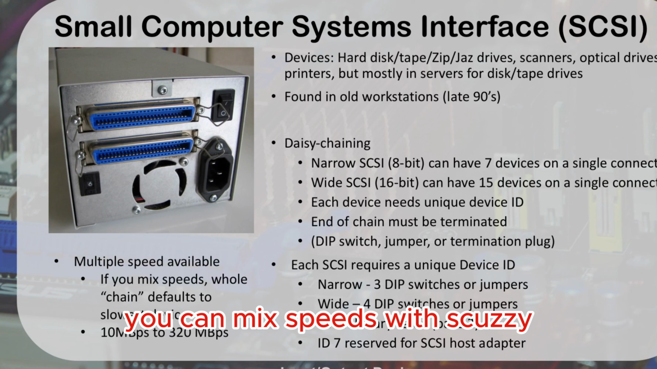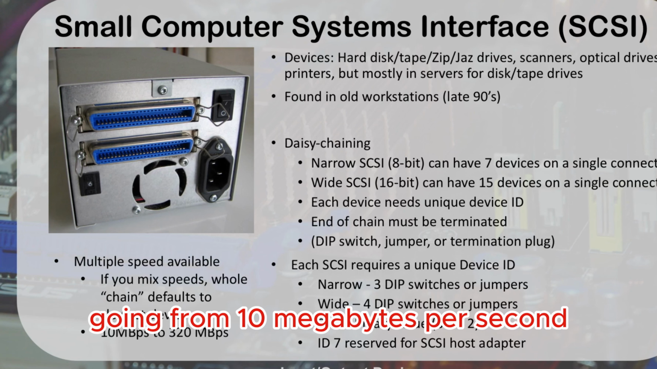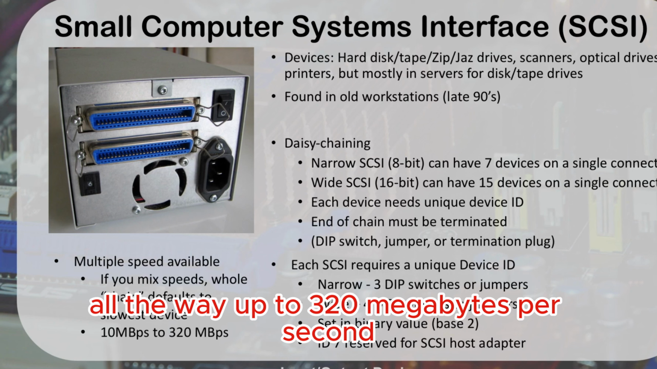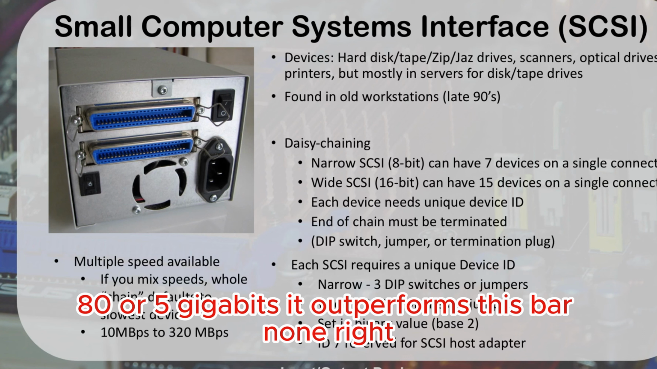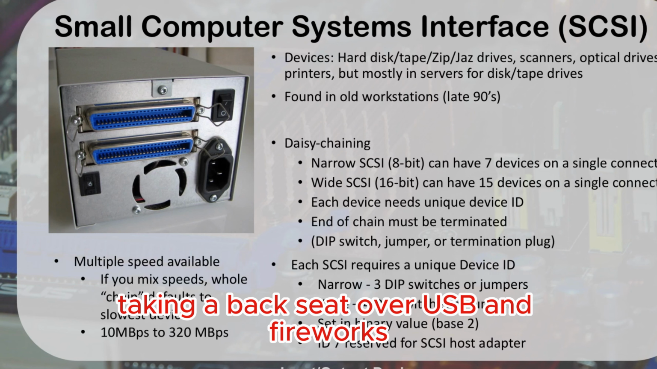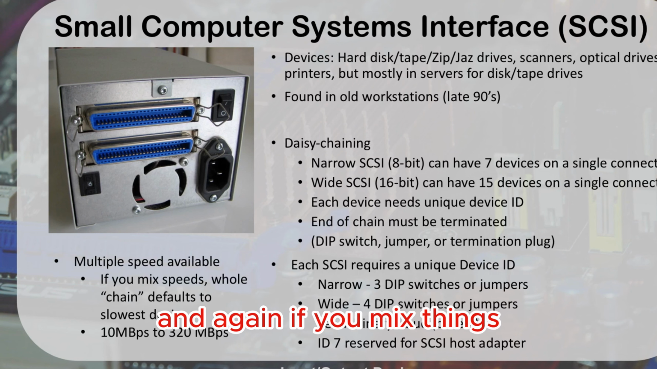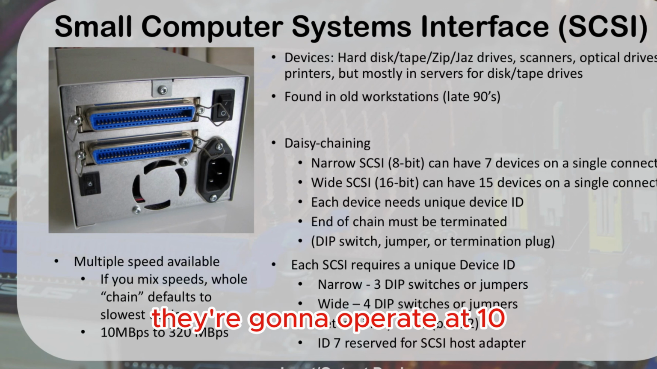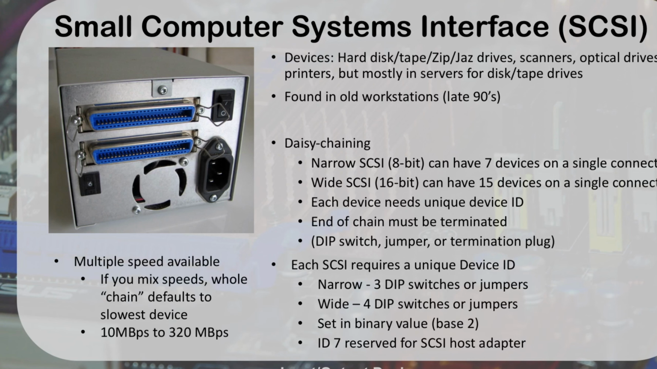You can mix speeds with SCSI. There is lots of different speeds available, going from 10 megabits per second all the way up to 320 megabits per second. But again, if you look at USB at 480 megabits or 5 gigabits, it outperforms this bar none, right? And so that's why SCSI is taking a back seat to USB and FireWire, because they're faster. And again, if you mix things and you put a 10 megabit device in there and a 320 megabit device, they're going to operate at 10. That's going to always default to the slowest person of the conversation.